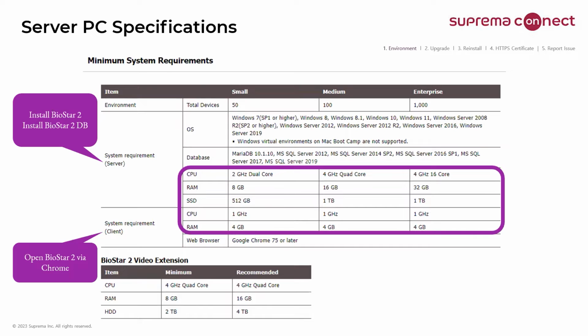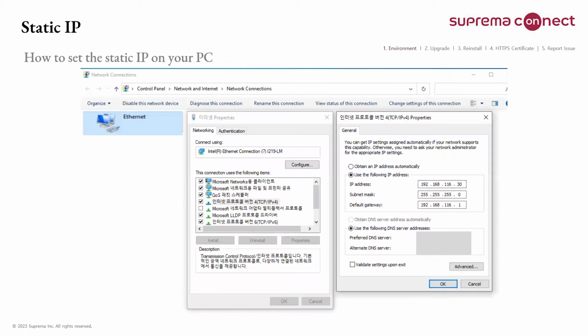The most important part of this specification is the CPU, RAM, and SSD capacity. Suprema's guide is for installing only BioStar 2 and the database on the server PC. If other systems need to be operated on the PC where BioStar 2 will be installed, please prepare a server with a higher specification than our guide. Next is static IP. You can set a static IP as shown on the screen.